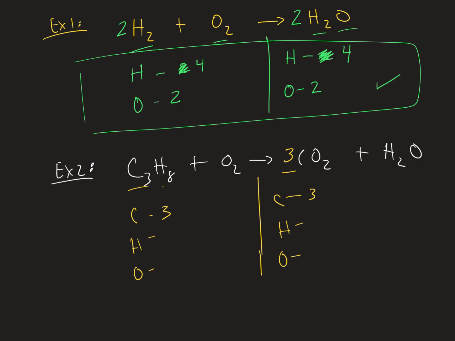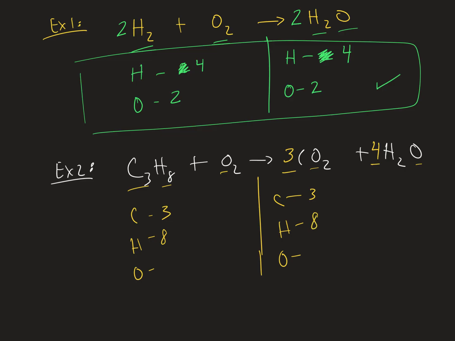Now we do hydrogens. And notice, I'm going to save oxygen for last because it's everywhere and all alone. Good? So we have 8 hydrogens on the left. What number goes there to make 8? 4. Okay, so we have 8 on the right.